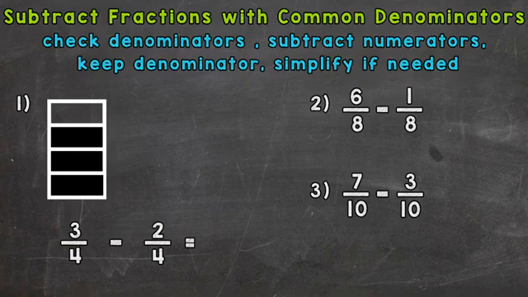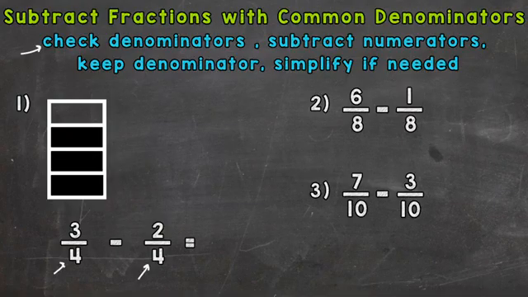So let's jump right into number one here, where we have 3/4 minus 2/4. So the first thing we need to do is check our denominators. And we have a 4 and a 4. So we have a common denominator. Now, it's always good habit to check your denominators first, because when it comes to adding and subtracting fractions, if you don't have a common denominator, it takes some extra steps.